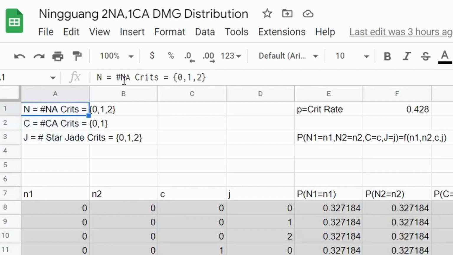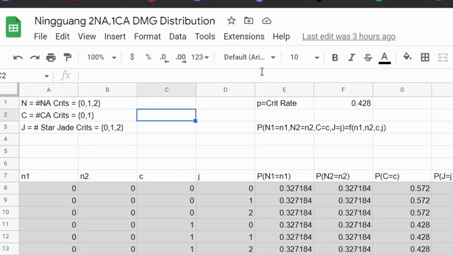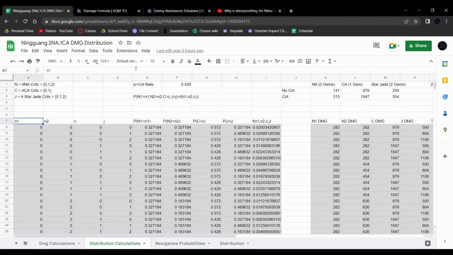One of the events is this, the number of normal attack crits. So because we release 2 gems, it's possible for 1 of them to crit, or 2 of them to crit, or none of them to crit. So we can see here, the 0 indicates that none of them crit. This 1 indicates that only 1 of them crit, and this 2 indicates that both the gems crit. So that's what these numbers all mean, and I just put them all out here, so it's pretty explicit as to what happens. And we also know the chance that I'm going to crit, which is 42.8%.